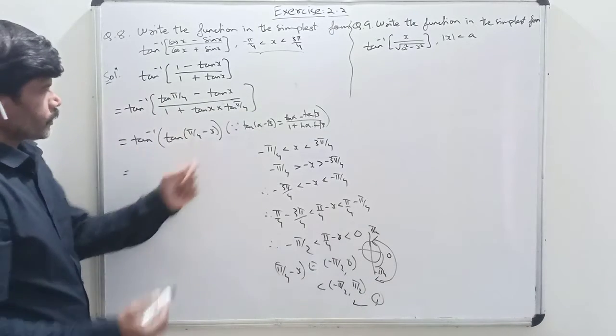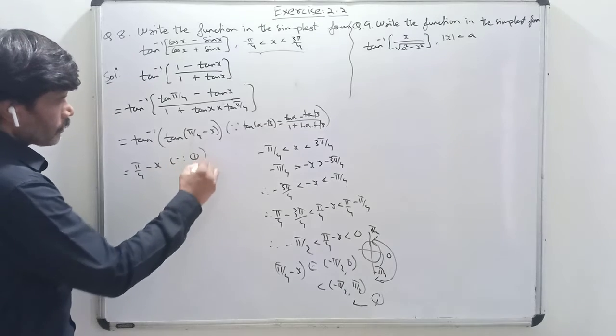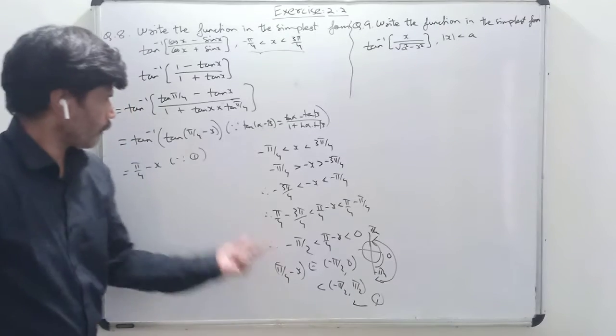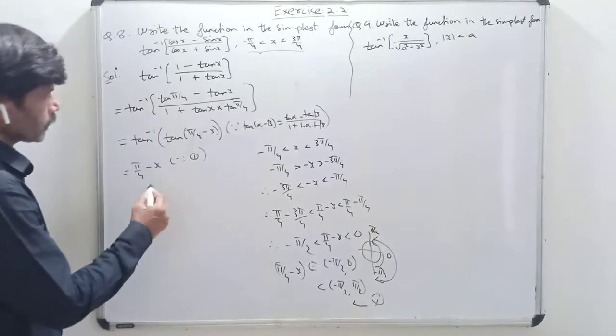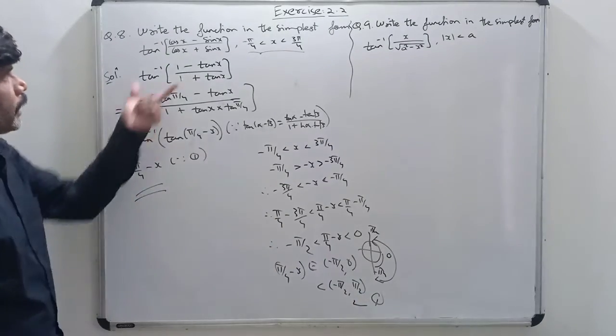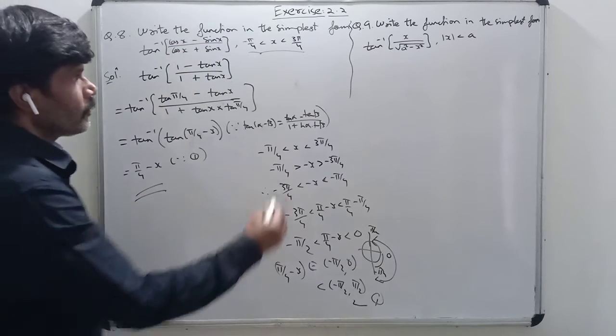So tan inverse of tan of something, I can write something because of this one. What this one is saying is that pi by 4 minus x belongs to the domain of the tan function. Okay, so this is the simplest form of tan inverse of (cos x minus sin x) upon (cos x plus sin x). Okay, now question number 9.